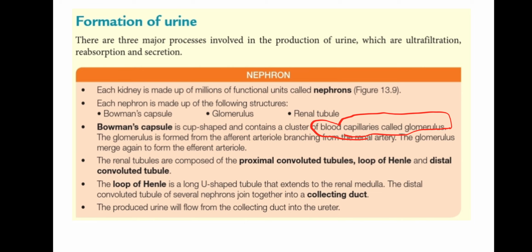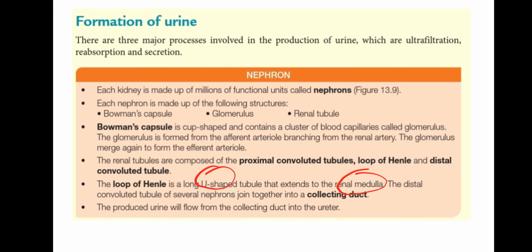The glomerulus is formed from the afferent arteriole, which branches from the renal artery. The renal artery is a big artery, and when it enters the kidney, it branches into two arterioles: one is the afferent arteriole, and the other is the efferent arteriole. Then the renal tubule is composed of the proximal convoluted tubule, loop of Henle, and distal convoluted tubule. The loop of Henle is U shaped and extends to the renal medulla.